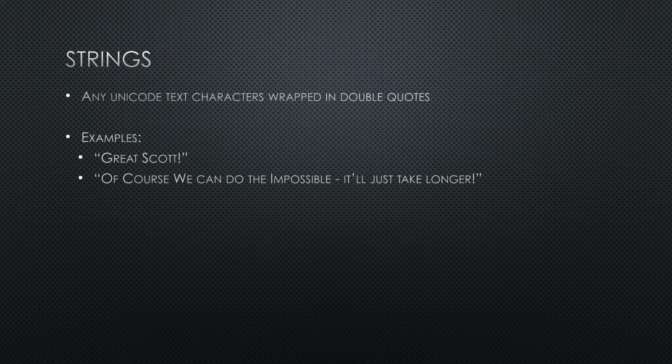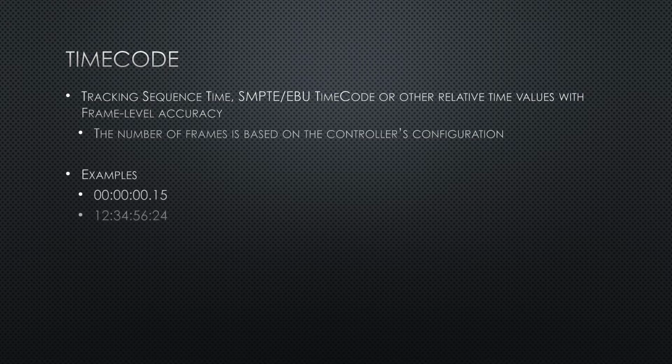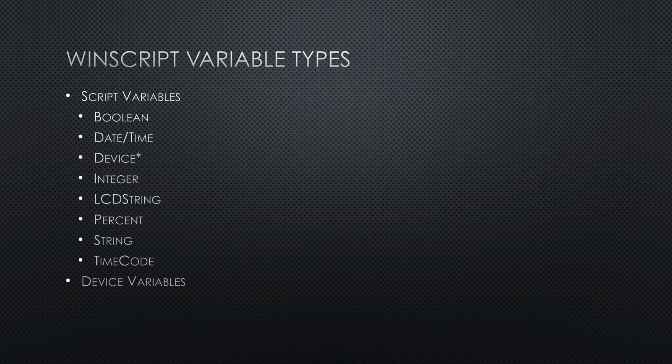Strings are any Unicode text characters wrapped in double quotes. Timecode is for tracking sequence time, SMPTE timecode, or other relative time values with frame-level accuracy. The number of frames depends on the setting in the controller's device configuration. Variables are incredibly useful and powerful storage for data that we need to use elsewhere in our systems. They can be passed from device to device, and they can be set in multiple places and read back in multiple places, though that should be carefully planned so you don't change a value unexpectedly.